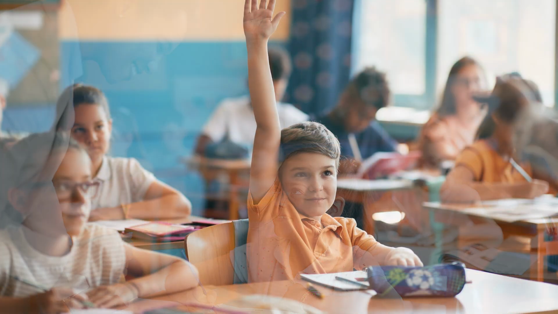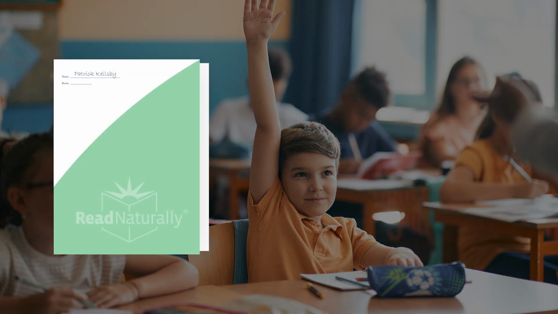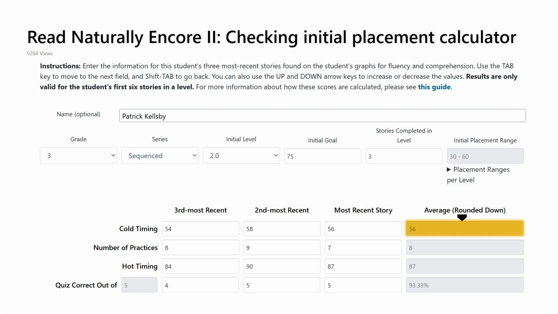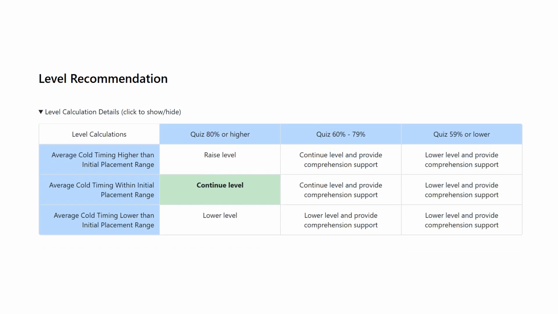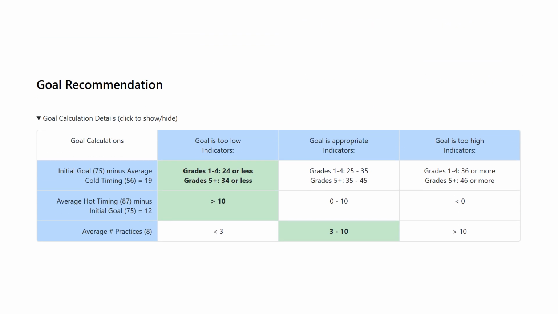Let's look at one more example. Patrick, a 3rd grader, has completed his 3rd story in level 2.0. His cold timing score is within the placement range for the level, and his quiz percent correct is above 80%. So the calculator tells Ms. Wells that level 2.0 is appropriate for Patrick. Since his level isn't changing, the calculator also checks his goal. It recommends raising the goal.